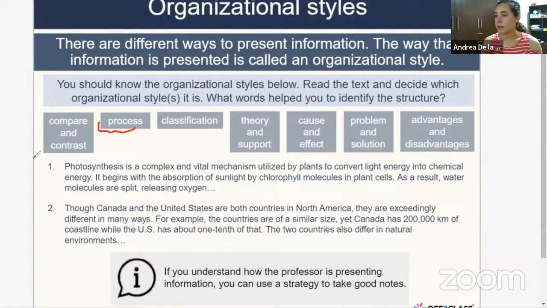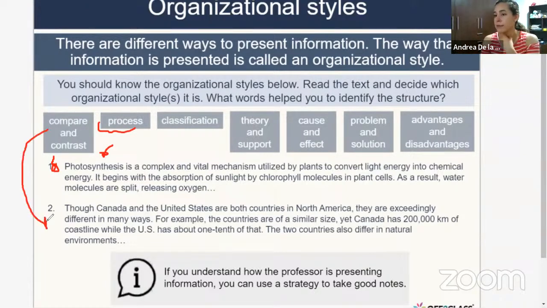Let's say, in this case, I think we have an example here. It says, "Photosynthesis is a complex and vital mechanism utilized by plants to convert light energy into chemical energy. It begins with the absorption of sunlight by chlorophyll molecules in plant cells. As a result, water molecules are split, releasing oxygen." So in this case, they talk about a process, photosynthesis. They're going to talk about the different steps of the process. It begins with the absorption of sunlight. Then you have this other step, and this other step. So it's the steps of a process.